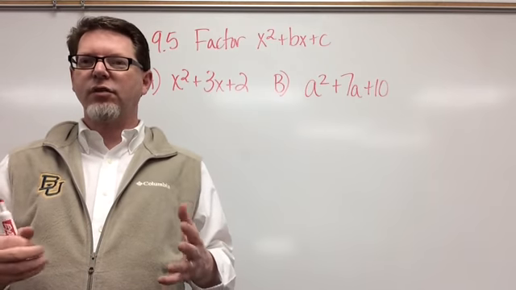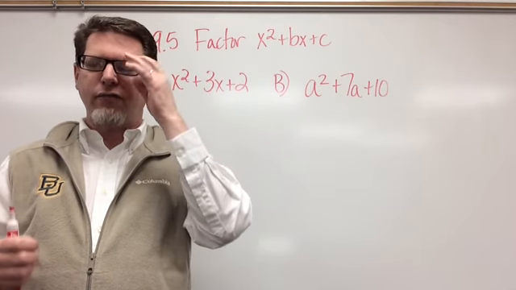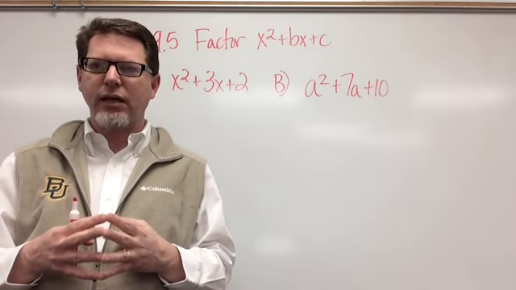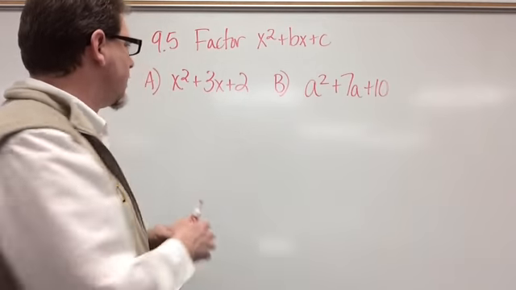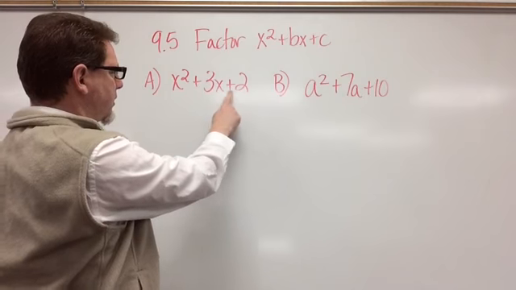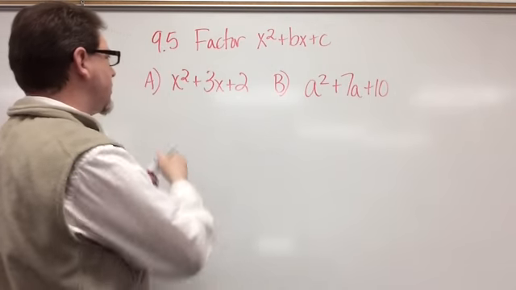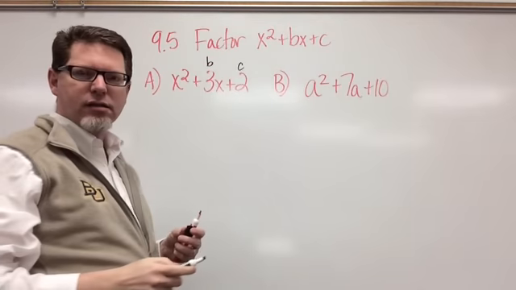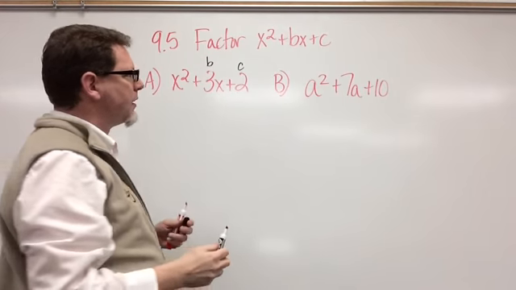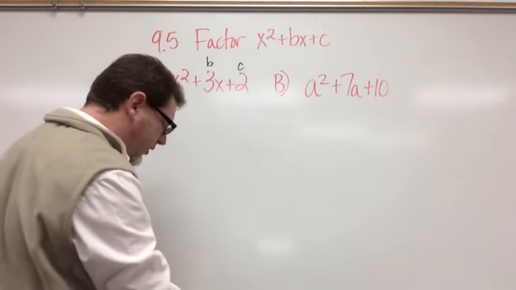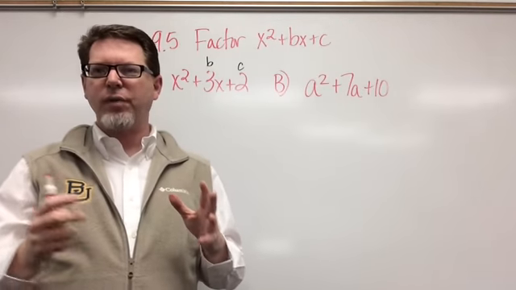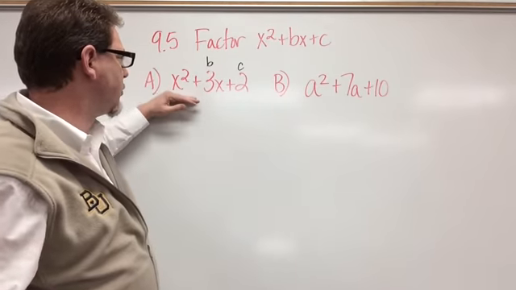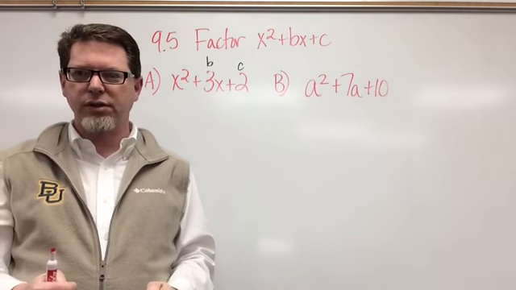Hello students, today we're going to look at 9.5, factoring trinomials in the form of x squared plus bx plus c. X squared plus bx plus c. It's important to know that this number is the b and that last constant is the c. And so when we factor, what we're looking for is two binomials that multiply together to equal this trinomial, x squared plus 3x plus 2.